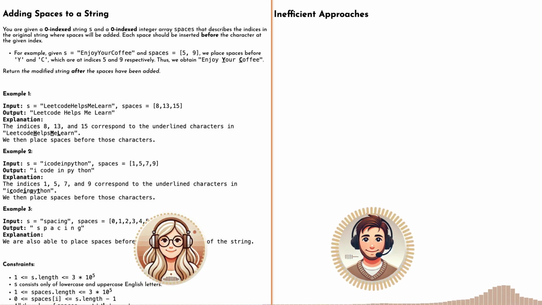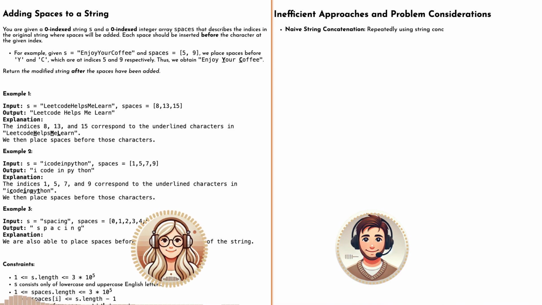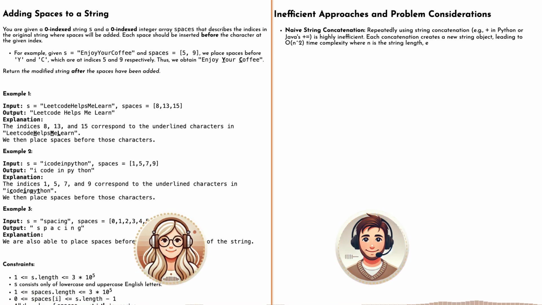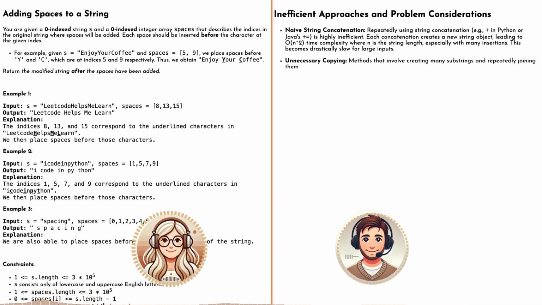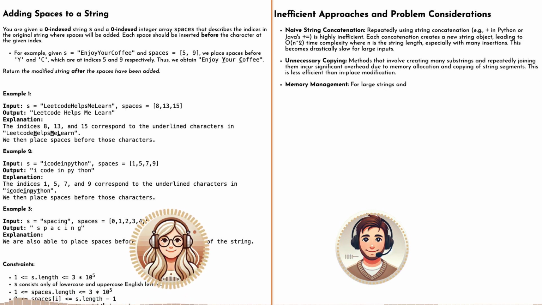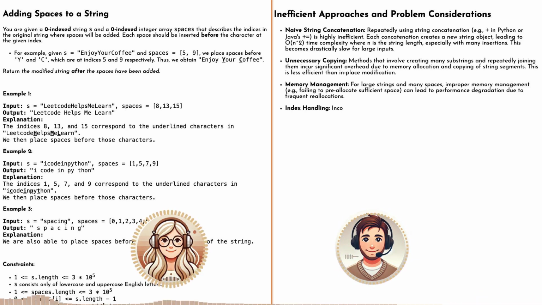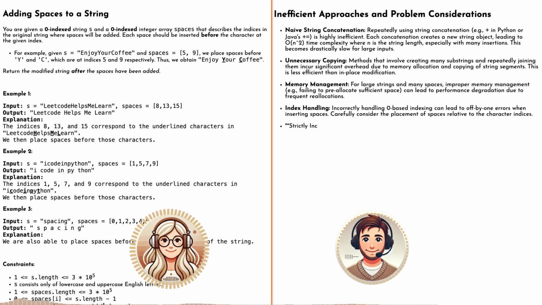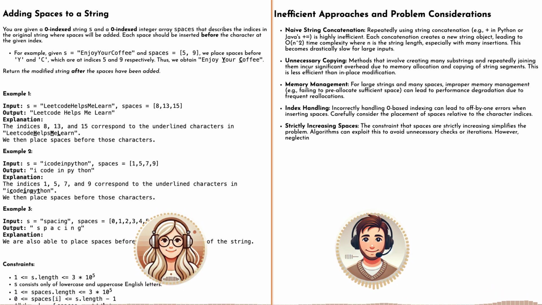Before we jump into the elegant solutions, let's talk about what not to do. The first thing that might come to mind is just splitting the string at each index, adding a space, and then gluing it all back together. The scissors and tape method. But that gets really messy and inefficient, especially with longer strings. Every time you split and concatenate, you're creating new string objects, which eats up time and memory. And that's where understanding different approaches and data structures becomes key.